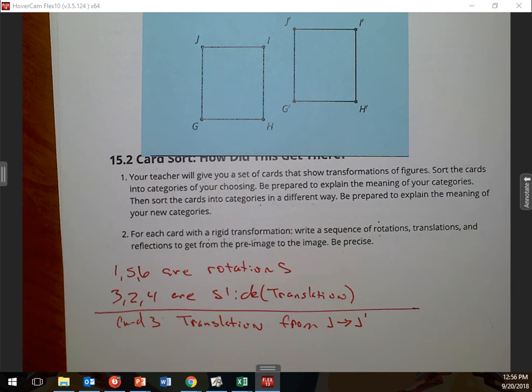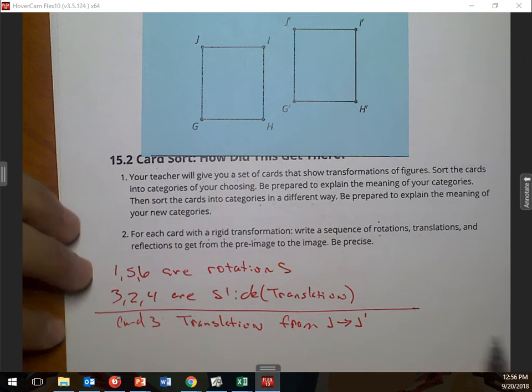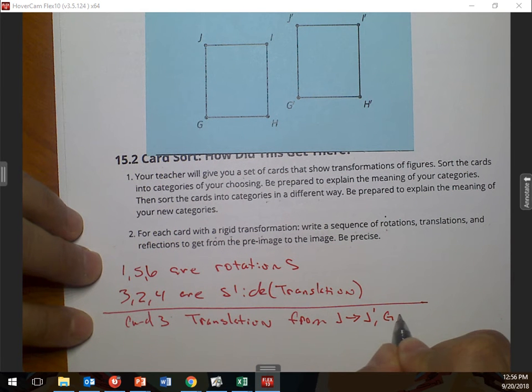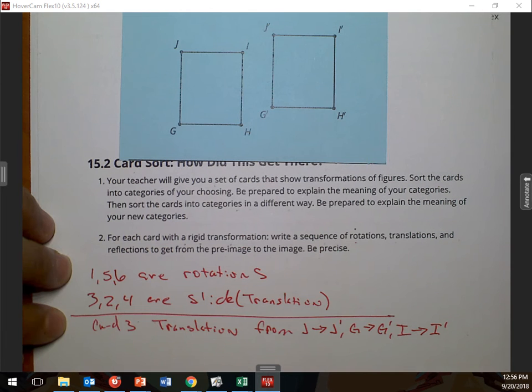What else did it do? It's not just J to J prime. How many points are on that shape? 4. So do all 4 points move? Yes. So therefore I would say this is from J to J prime, I to I prime, G to G prime, and H to H prime. So there's card 3.